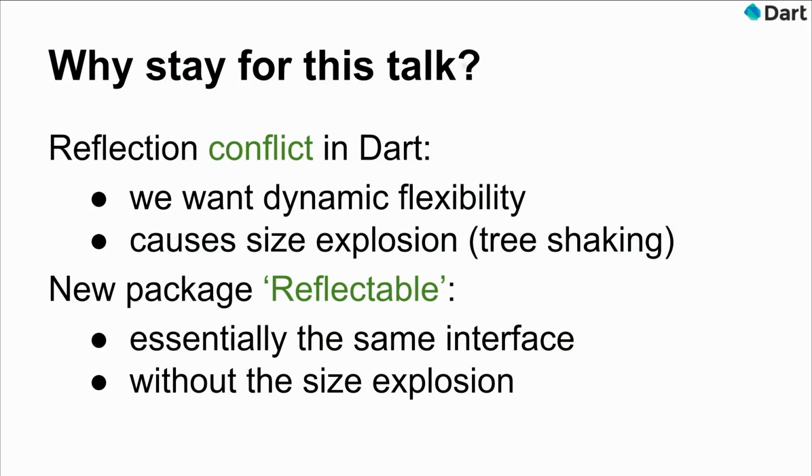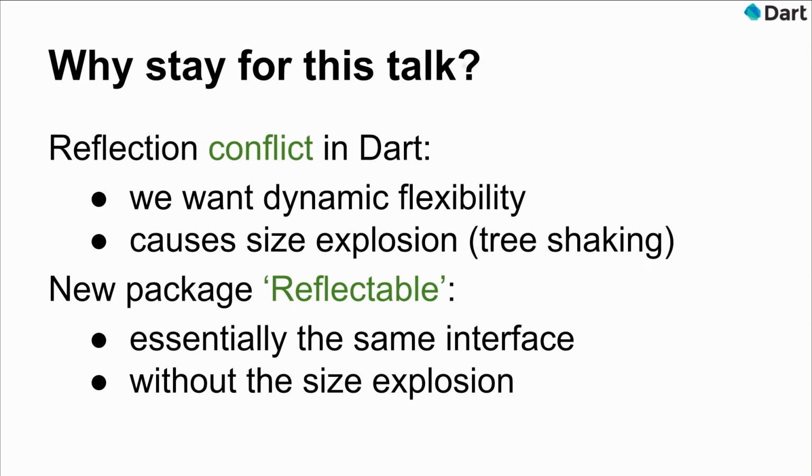If you've had this conflict, that you want to have dynamic code, for instance, if you want to invoke a method, you don't want to decide upfront at compile time exactly what the name of the method is. In that case, you need to use reflection. And if you do that and you're not careful, you will have a size explosion.